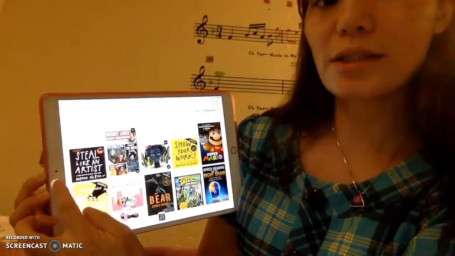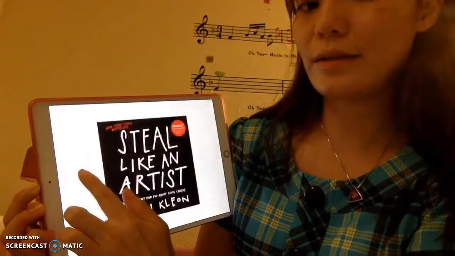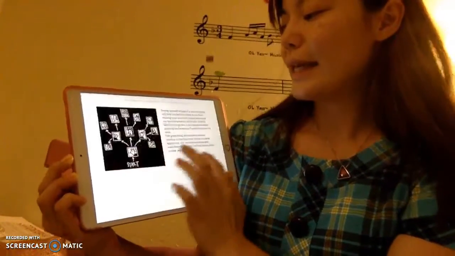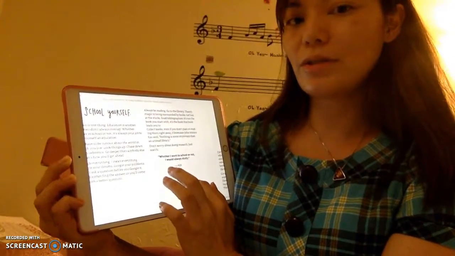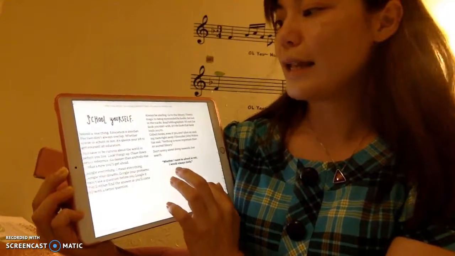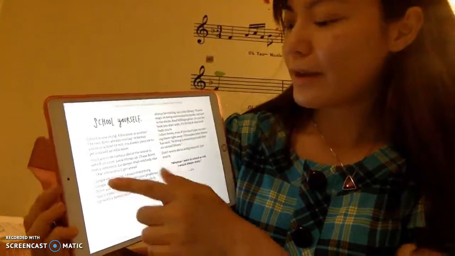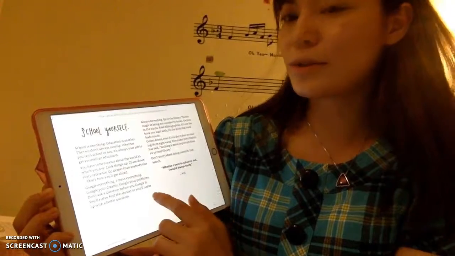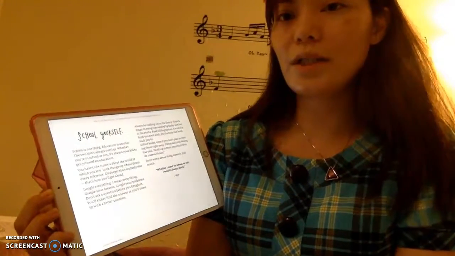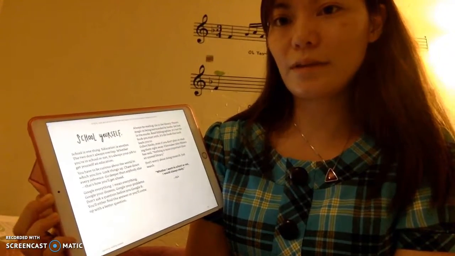This one, Still Like an Artist, the black one. So I think the author really encouraged the students to involve in school, like school yourself. And then it's really short, so I think it's not gonna bother some students. It would be really good.